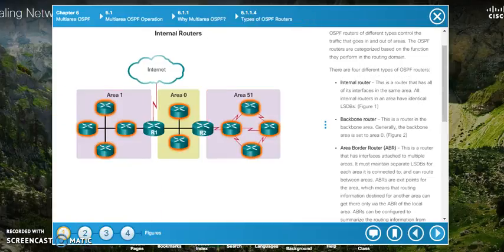We have what each router is in these areas. So you have routers that are in your area, which are known as the internal routers. You have your backbone routers, because they're in the area 0 backbone area. You have your area border router, which is on the border of your area. It connects each one. And you have your autonomous system boundary router, which connects them and goes out to the internet.